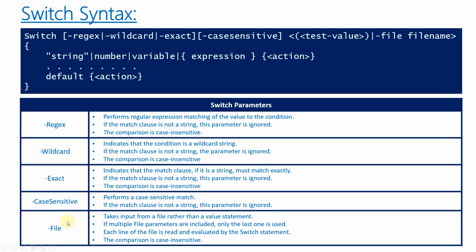And at last we have the file parameter. So instead of passing the value, we need to pass the file. And if we pass multiple files, then only the last one will be used. Each line of the file will be read and evaluated by the switch statement. And this is also case insensitive. Now let's try some examples on this.